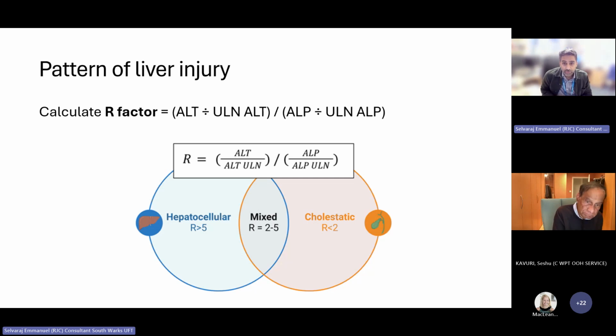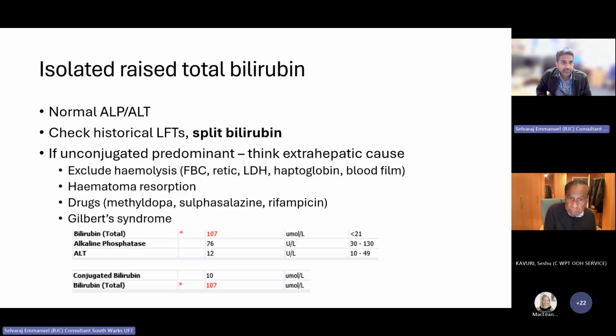And if the R factor is less than 2, it is more likely to be cholestatic, so we're looking more at the gallbladder and bile duct injury. And most of the time, we do find that it's a mixed picture and working out which one is more predominant, but based on the upper limit of normal. So sometimes you see a mixed picture with the ALT being 5 times the upper limit of normal and the ALP being only twice the upper limit of normal, and therefore we say it's predominantly hepatocellular. I find it quite helpful to work out differentials based on that.